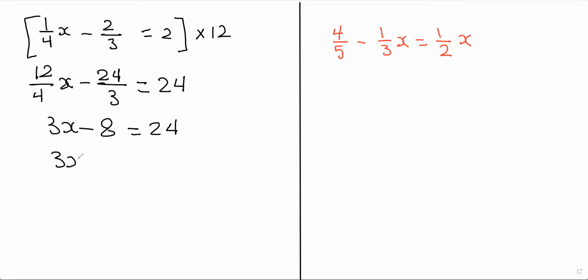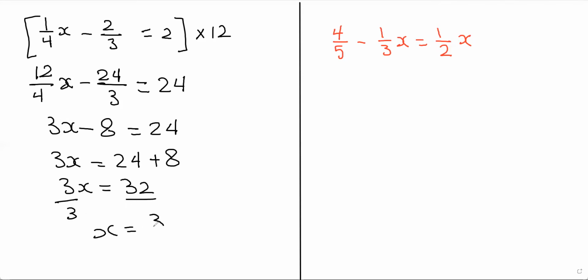We have 3x. We've got to move the negative 8 to the other side. When we move the negative 8 to the other side, we change that negative sign to plus. So that becomes 24 plus 8, or add 8 to both sides, whichever way you like. 3x equals 32. Divide both sides by 3. x equals 32 over 3. You cannot reduce that, so that's your final answer.